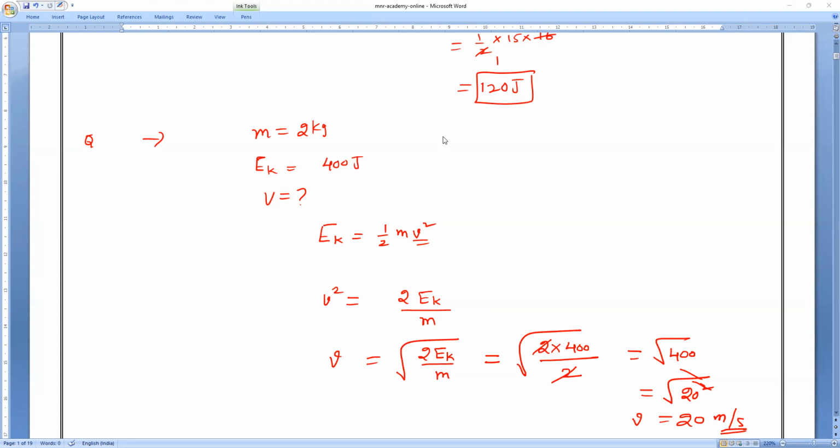Then, sir. Sir, mass. Mass is 1500 kg. Mr. Gokul, are you solving? Yes, sir. Yeah.